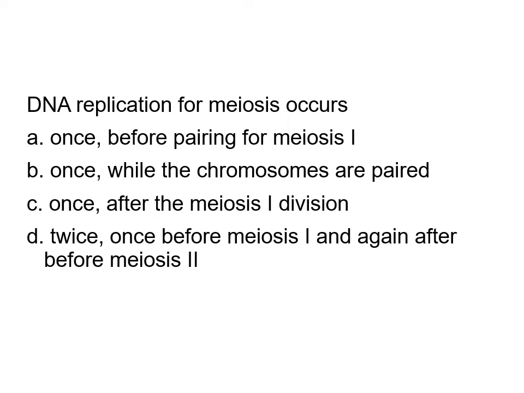DNA replication for meiosis occurs once before pairing for meiosis 1, once when the chromosomes are paired, once after the meiosis 1 division, twice, once before meiosis 1 and again before meiosis 2. A. Once before meiosis 1.